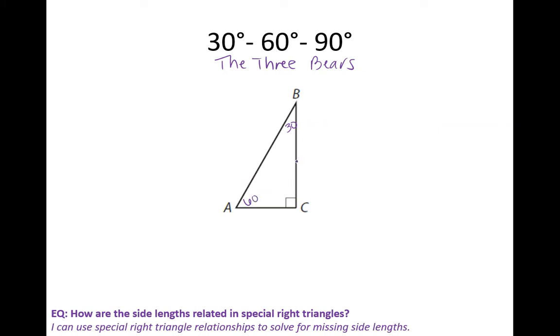Earlier in this unit, we talked about the shortest side of a triangle is always across from the smallest angle. So 30 would be the smallest angle. Across from that is going to be my shortest side. So the smallest side we're going to call Baby Bear. Then the next largest angle would be the 60 degrees, or the medium-sized bear, Mama Bear. So across from the 60 would be Mama Bear. And then the largest side is across from the largest angle. So we would say the hypotenuse is Papa Bear.